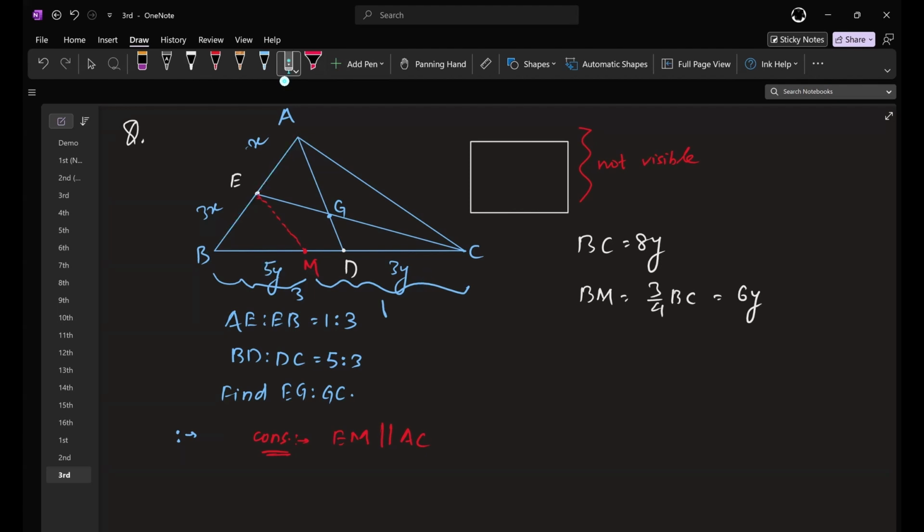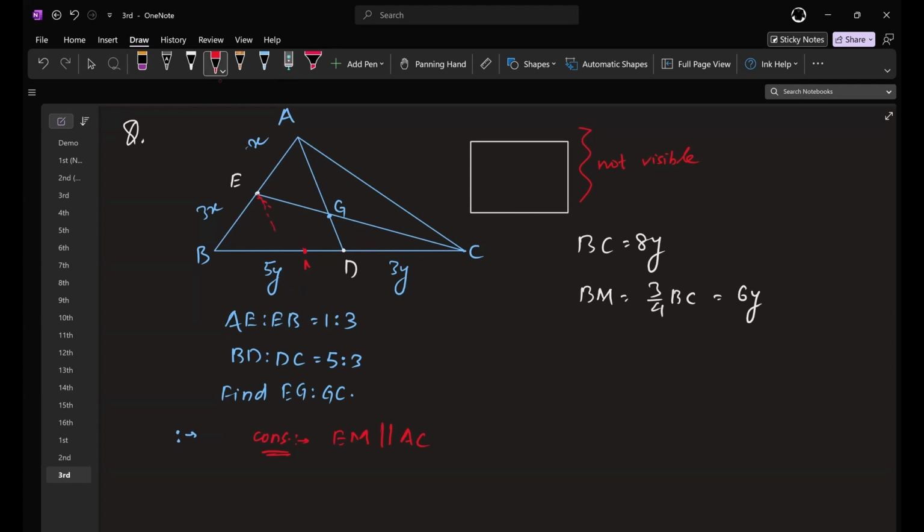But what about this 5 is to 3 ratio? How can we use that? We have to find something in terms of EG is to GC. In order to find out EG is to GC, we would have to apply the same parallel theorem in this triangle as well. But we all know that this EM is not parallel to this AD or GD. This EM is parallel to this AC. Therefore, this was a wrong construction.